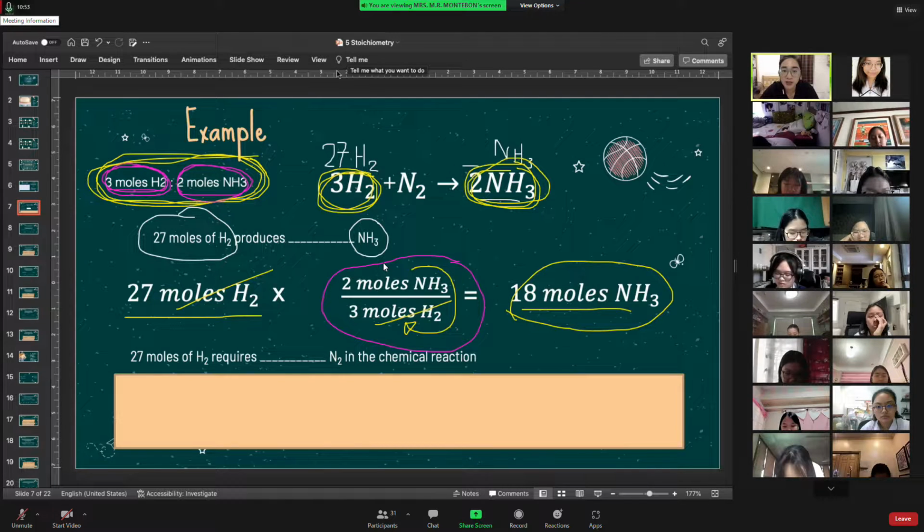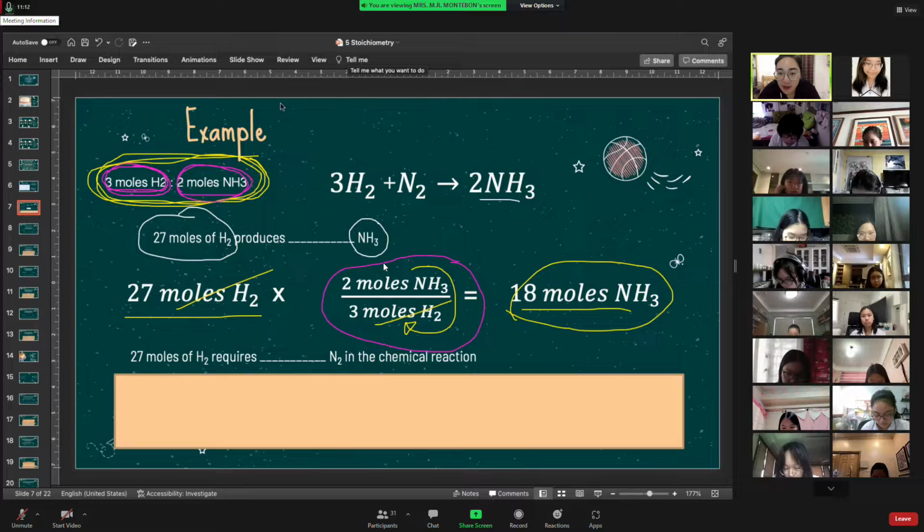So there's a question in here. Teacher, is the conversion factor constant? Actually, anak, it depends on the balanced equation. It depends on the reaction. Kasi di ba in the example here, I will box in red. Look at the red box part here. This is the balanced equation. So meaning 3 is to 1 is to 2.